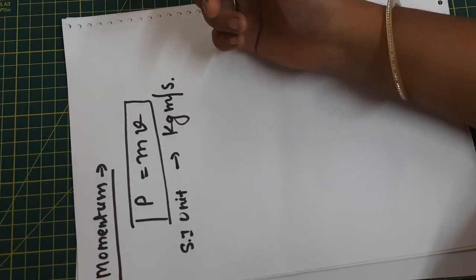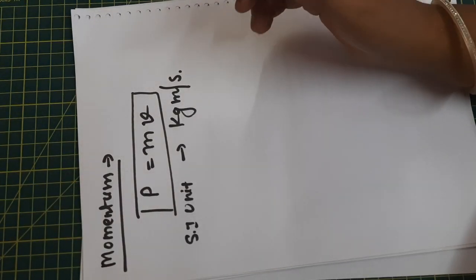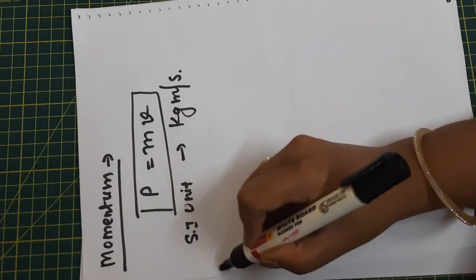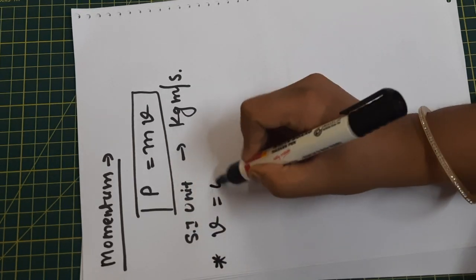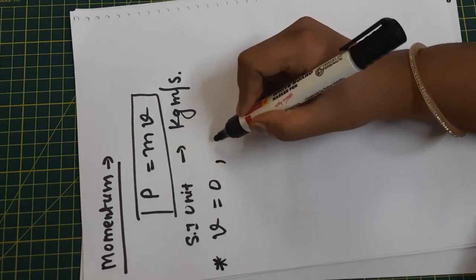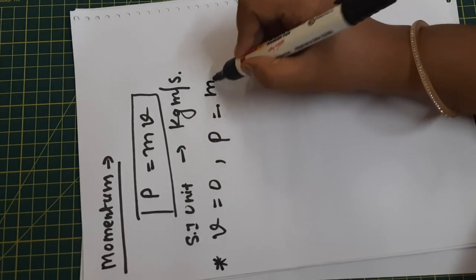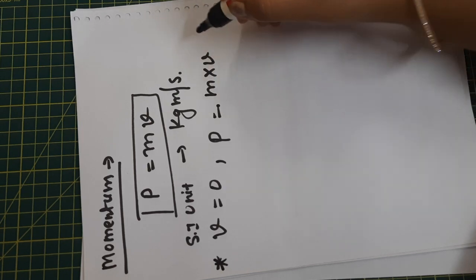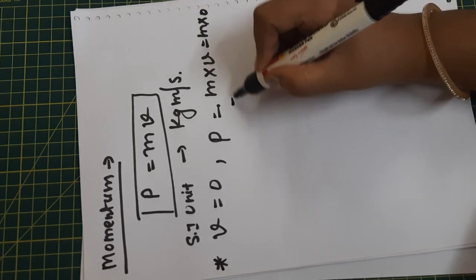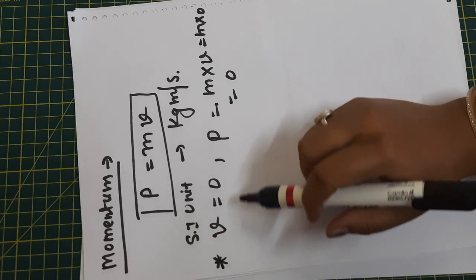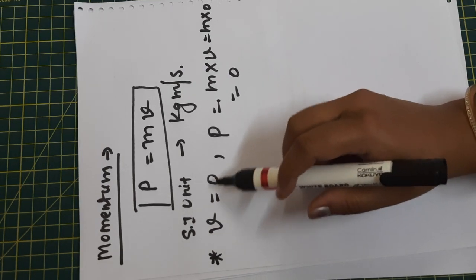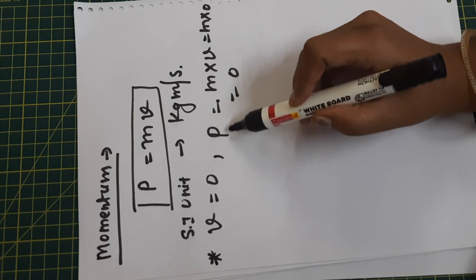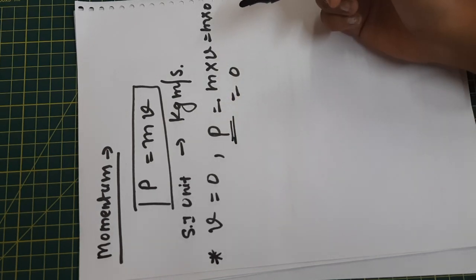So momentum is defined as the product of the mass and the velocity of the object. Now always remember one point, if the object is at rest, that means the velocity of the object is 0. In that case the momentum of the object will also be 0, that is m into v, where v equals 0, so m into 0 equals 0. So if the object is at rest, the velocity is 0, and in that condition the momentum of the object will also be 0.